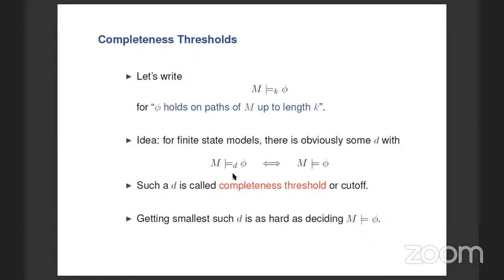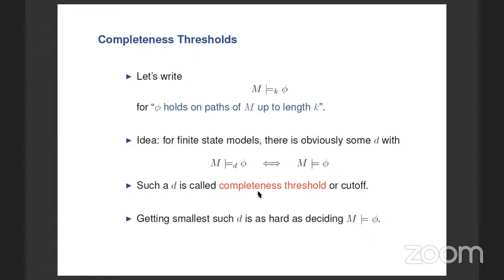We will see some completeness thresholds as we move along, and you'll see there could be looser and other kinds of completeness thresholds as well. Now, such a d is what is called a completeness threshold. That maximal d, for any given transition system and formula, is such that if you haven't found counterexamples of that length, then beyond that there will not be any counterexample. You can guarantee that there will not be any counterexamples to that formula. That is what is called a completeness threshold.